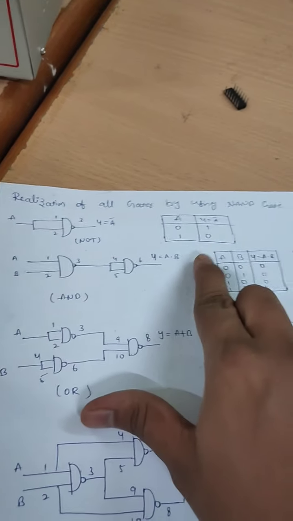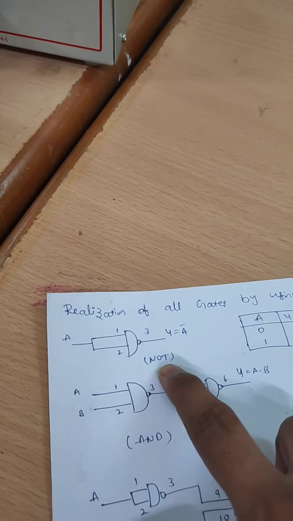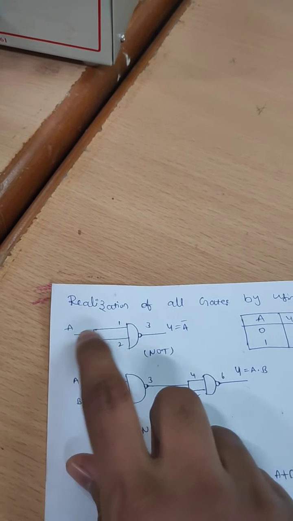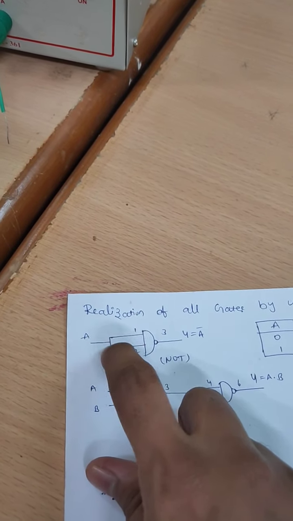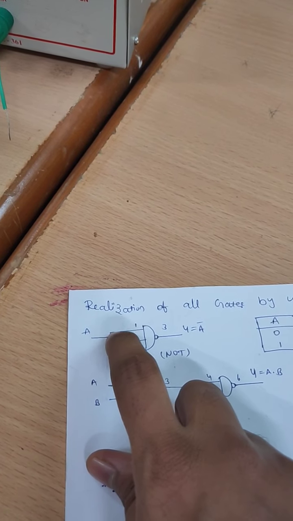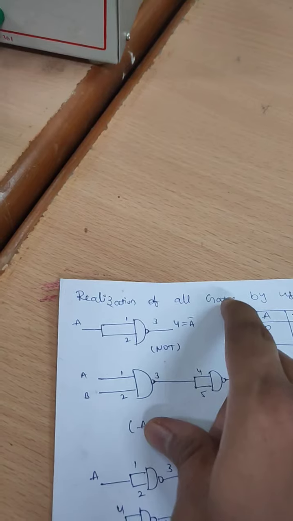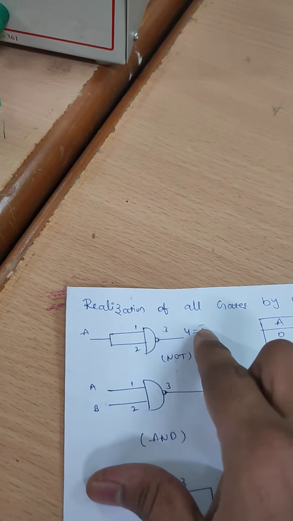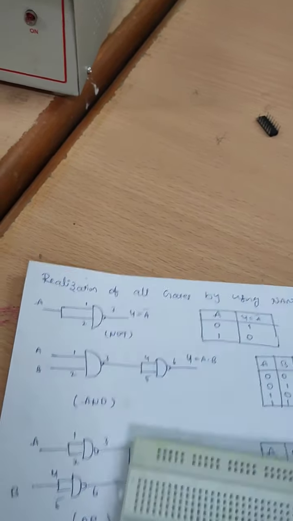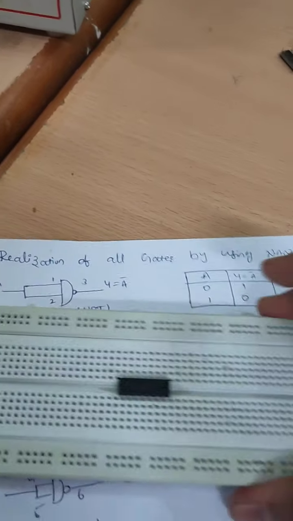Next is realization of all gates by using NAND gate. So this is the implementation of NOT gate using NAND gate. Here pin number 1, 2 are short circuited and made a single input, and the output will be A complement. Input will be A and output will be A complement. This is the truth table.